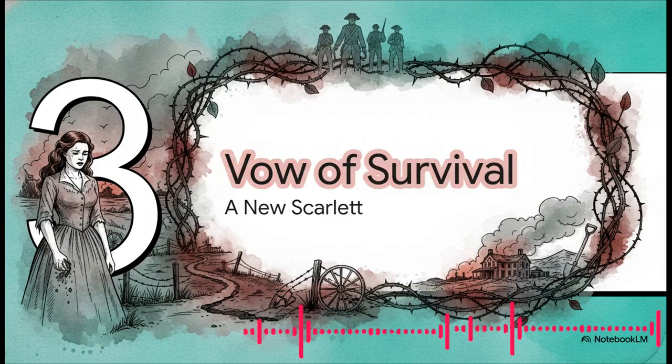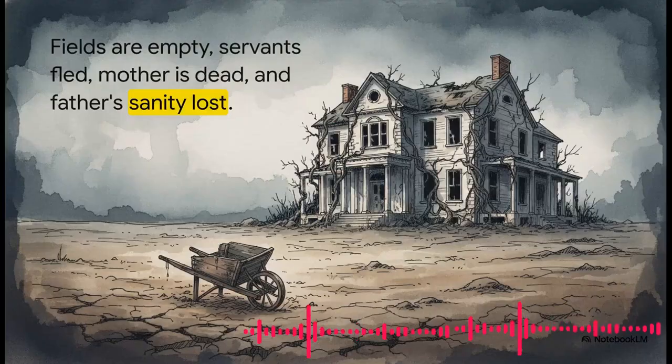Part 3, the vow of survival. So Rhett leaves them at the very last minute to join the Confederate Army, and Scarlett makes this absolutely grueling journey back home to Tara. But she finds her sanctuary completely devastated. The fields are empty, the food is gone, the servants have fled. Her mother has passed away, and her father has completely lost his grip on reality. For the very first time in her incredibly privileged life, Scarlett is starving. She is entirely, completely desperate.